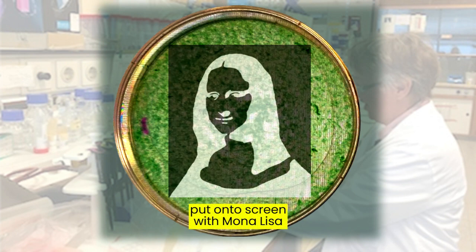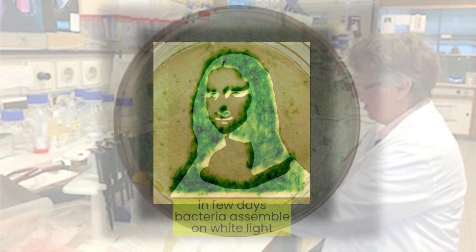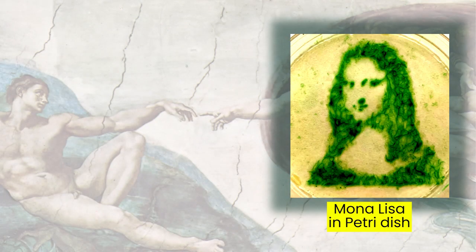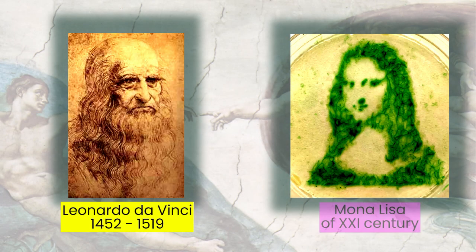Let's put this petri dish onto a tablet or a computer screen with the projected Mona Lisa-shaped pattern on it. As time goes on, cyanobacteria move towards light, and in a couple of days they create a very well-defined colony with this famous pattern. What do you think about that, Leonardo? This is how we paint Mona Lisa in the 21st century.